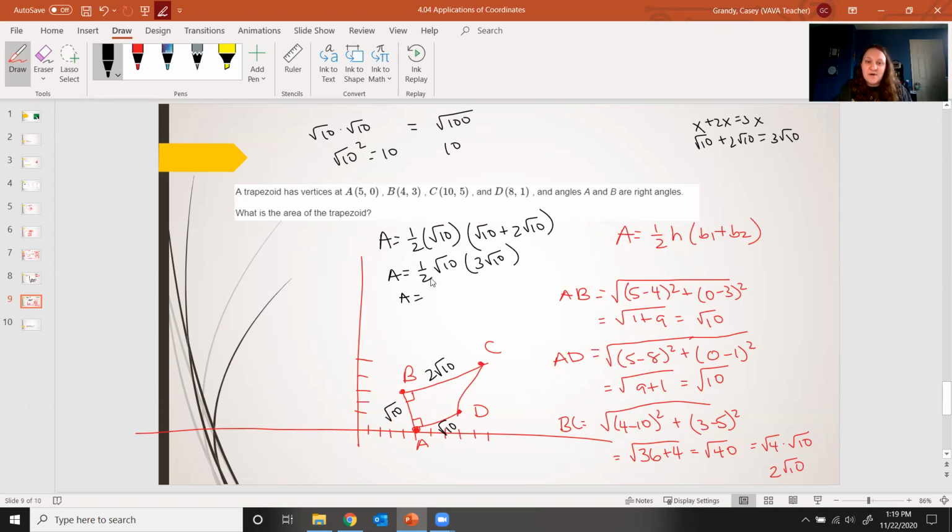So now I have 1/2 times 3, and the root 10s canceled out the square root, so times 10. And now I can say 3 times 10 is 30. So the area is 15 units squared. That's my answer.